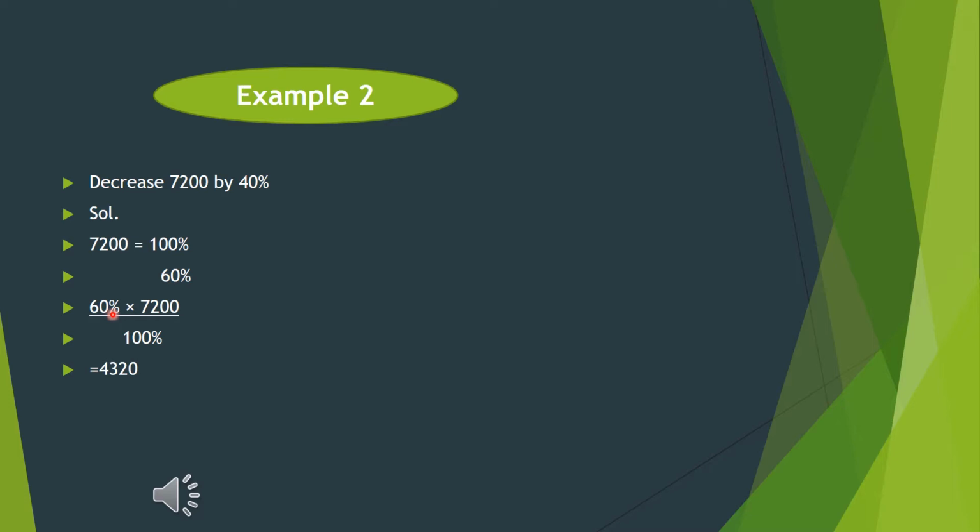Two zeros will go with that one of 7,200. So it is 72 times 60. 72 times 6 is 432, and then you add 0. So your answer will be 4,320.